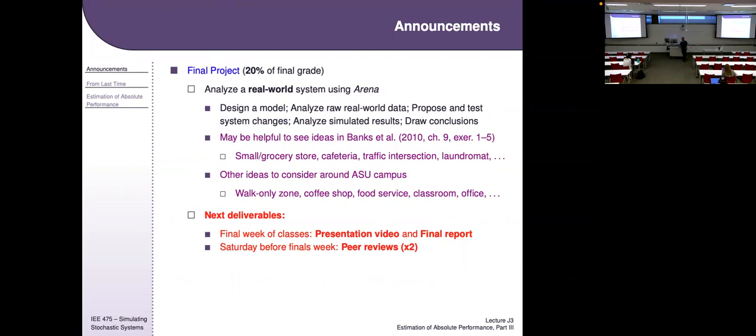You'll upload that, and then at the end of Wednesday night, everyone will get randomly assigned one presentation to watch and one final report to read that's not their own. You'll go through and watch that and read that before Saturday of that week, the Saturday before finals week, and you'll fill out a rubric based on the one that you watched and read, and leave a sentence or two of constructive commentary, if not more.